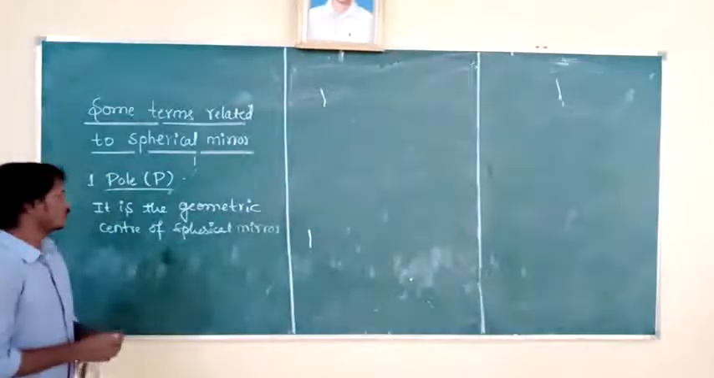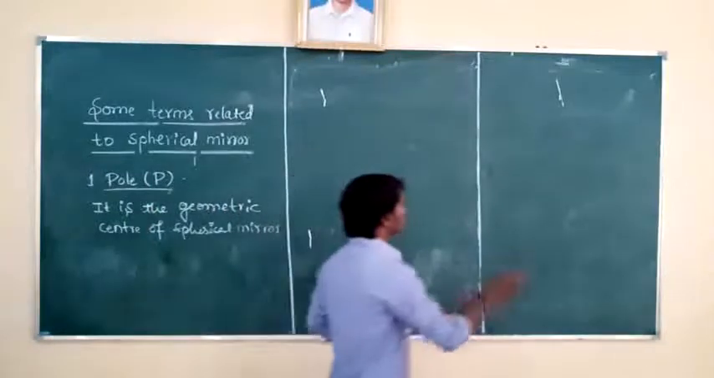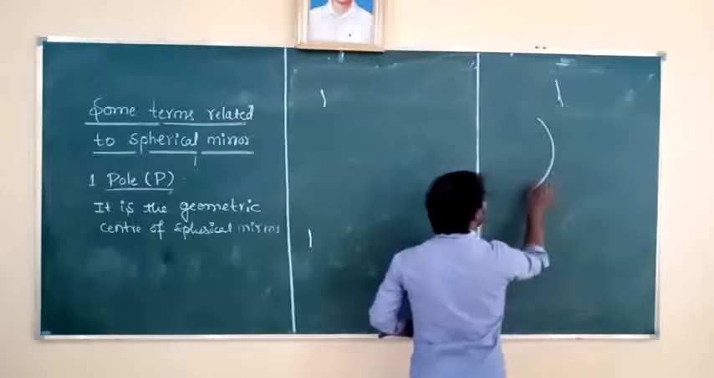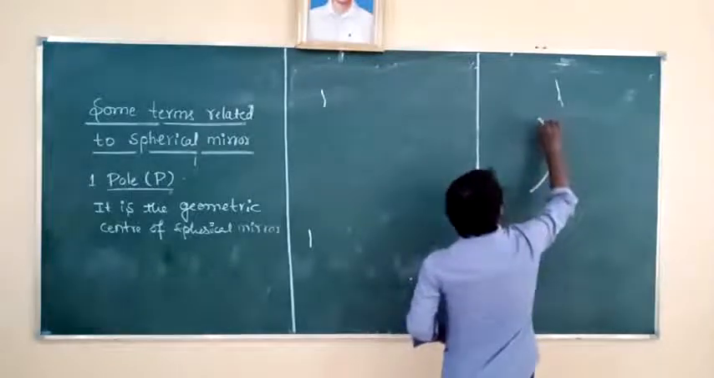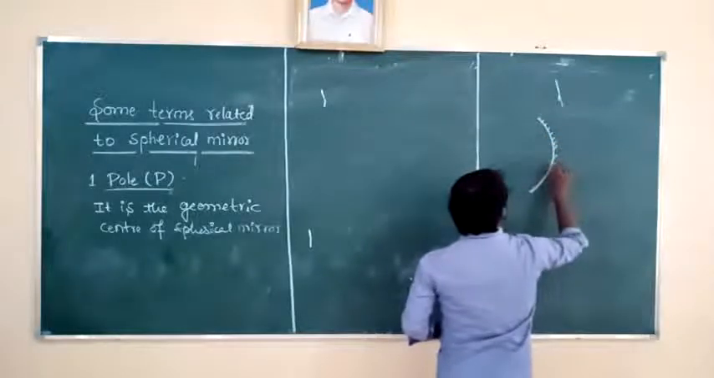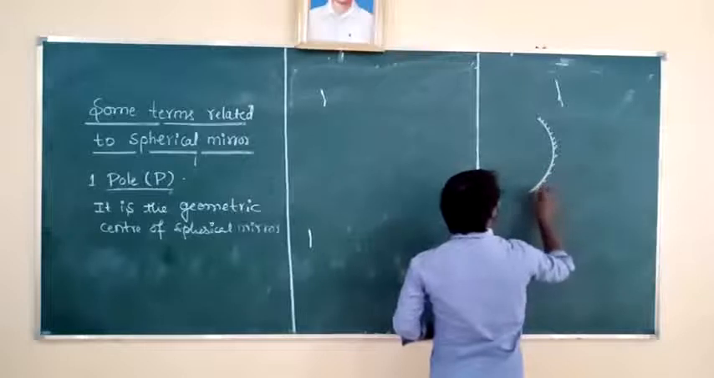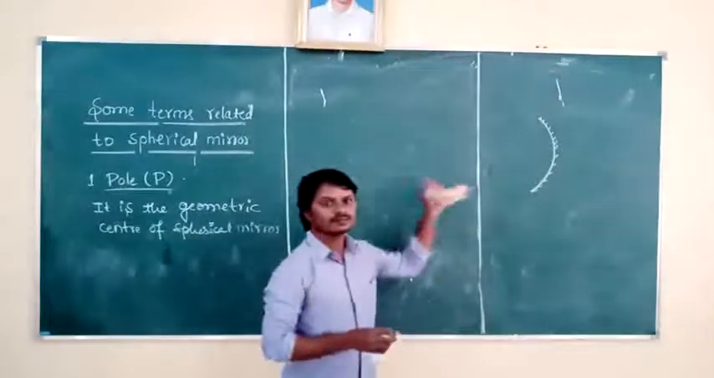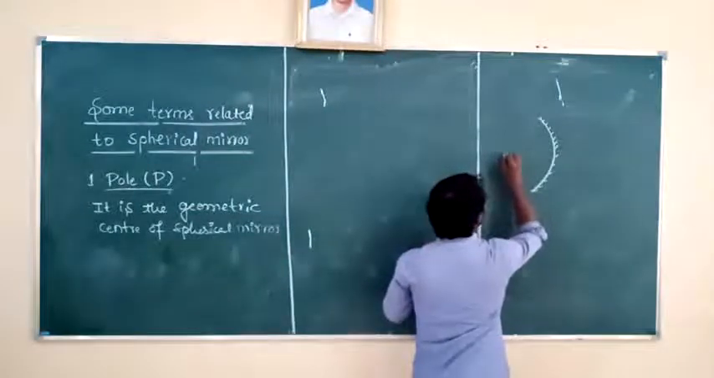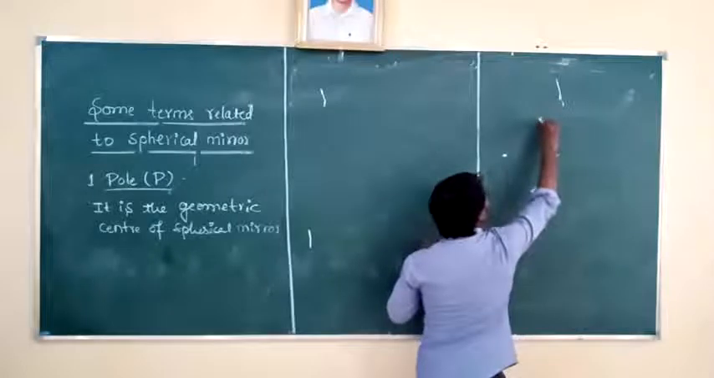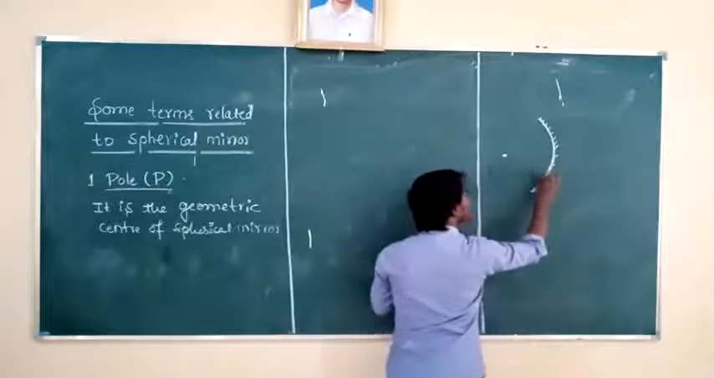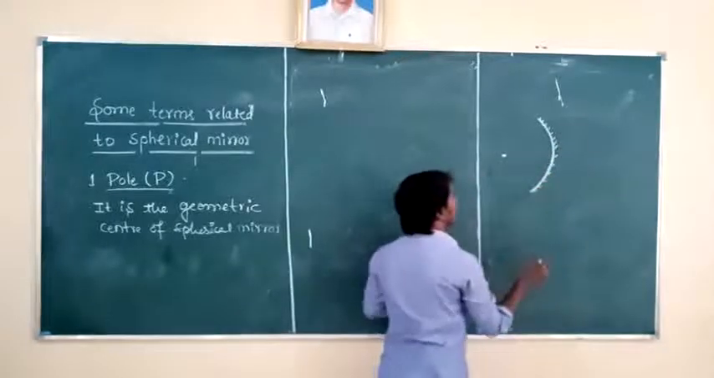It is a part of a hollow sphere. If the outside surface is polished, meaning the inside surface is opaque, then this is called a concave mirror. In a concave mirror, the center of curvature is in front of the reflecting surface. This is the reflecting surface.